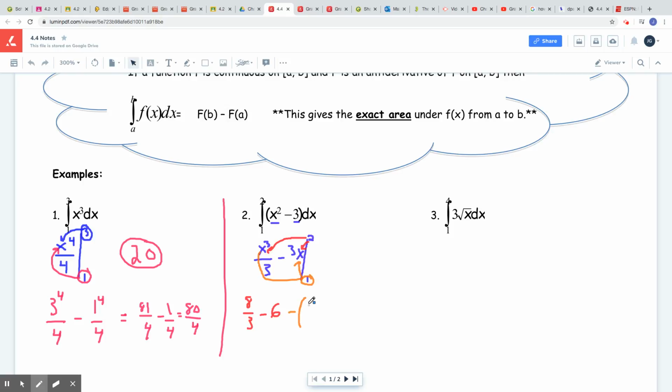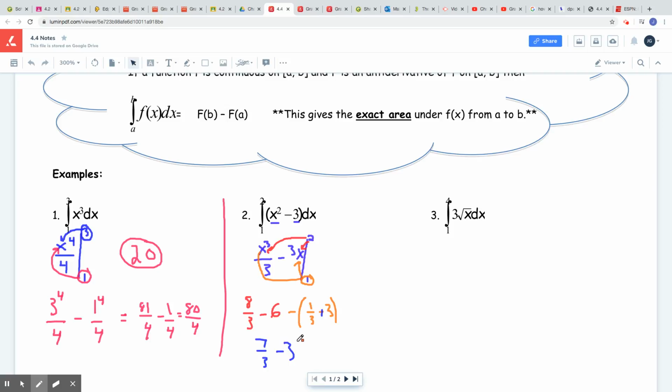So I put in a 1, and I get 1 cubed, which is 1, so it's 1/3, minus 3 times 1, which is 3. All right, so now if I distribute the negative, this is now a positive. So I get 8/3 minus 1/3, which is 7/3, and they get negative 6. This turns to a plus 3, which is minus 3.